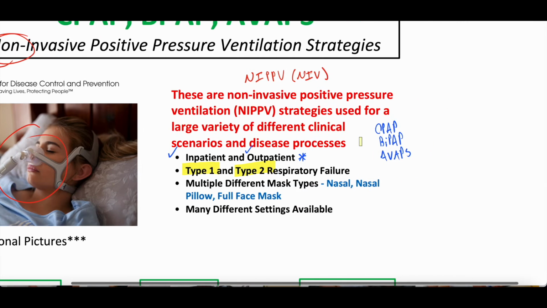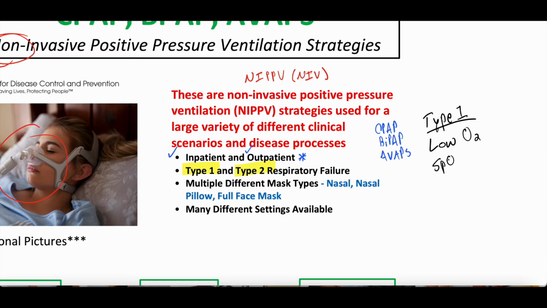And what that is, is just nomenclature we use in the medical field to denote the different types of problems you can have with breathing. So type 1 respiratory failure is low oxygen, abbreviated O2, also known as hypoxemia. And that is usually an SpO2, or an oxygen saturation, of less than 88%, or a PaO2 of less than 65. This is millimeters of mercury.